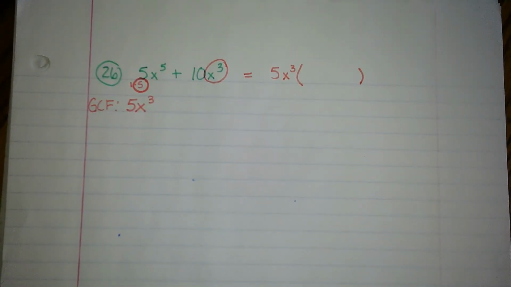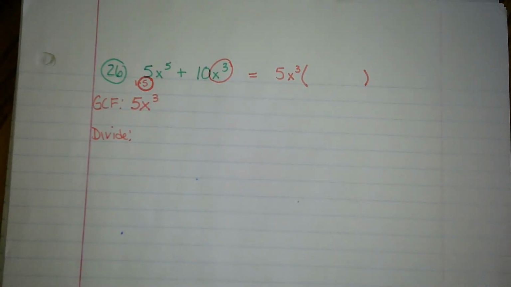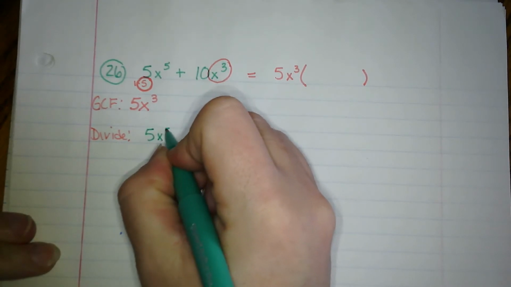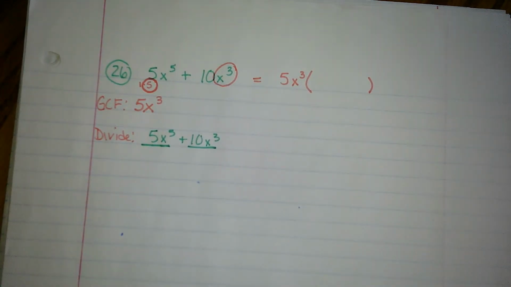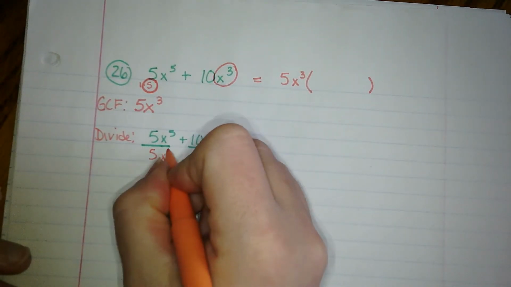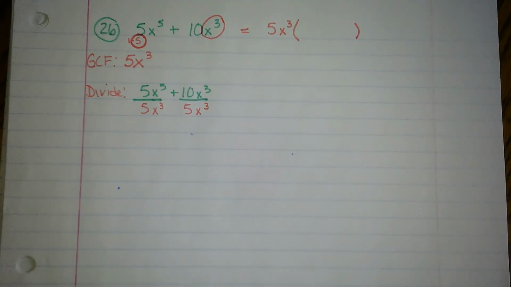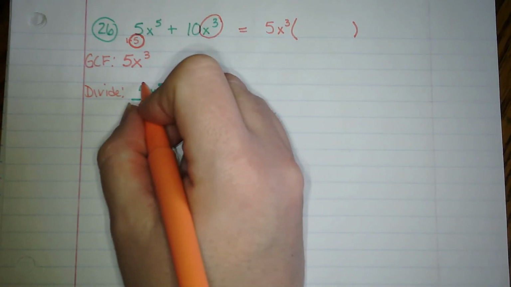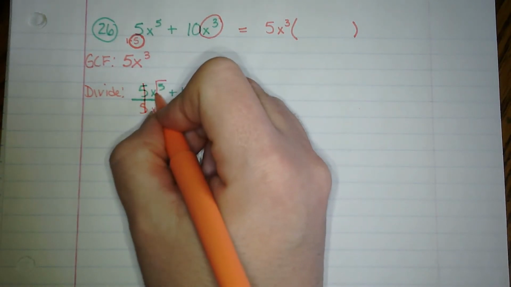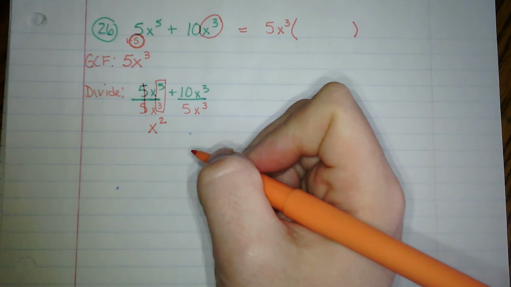The second step is to divide. When I divide, I'm going to take my problem that I got, which is 5x to the fifth plus 10x to the third, and I'm literally dividing by that GCF. Now, this is the first one that we've done where we are doing both numbers and variables. You divide the numbers. So 5 divided by 5 is 1. That cancels, becomes a 1. Subtract the exponents. That's x squared. 5 take away 3 is 2.